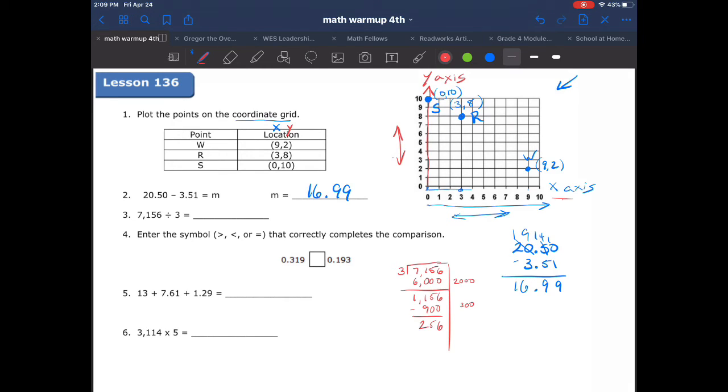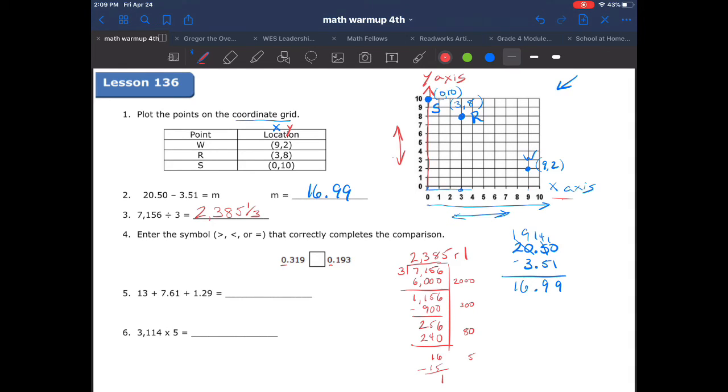256. Let me see, how about 80? 3 times 80 is 240. And I've only got 16 left. 3 times 5 is 15. One last one, so it looks like 2,385. 2,385. Remainder 1. Or, of course, I can also write that as 2,385 with 1 left over that we are still trying to divide by 3. So 2,385 and 1/3.